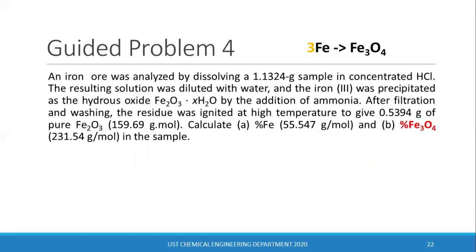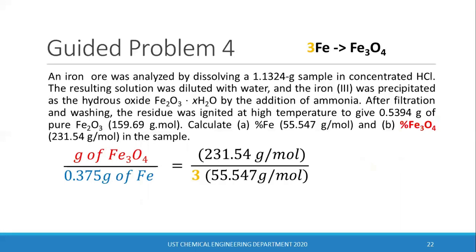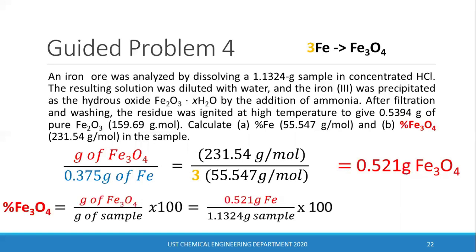The same set of processes will be done in calculating percent magnetite. Substituting the calculated amount of iron and the givens from the problem will result to 0.521 grams Fe3O4 or 0.521 grams magnetite. Recalling the formula for percent magnetite and substituting the calculated mass of magnetite and the given mass of the sample, we will get 46.04% magnetite.